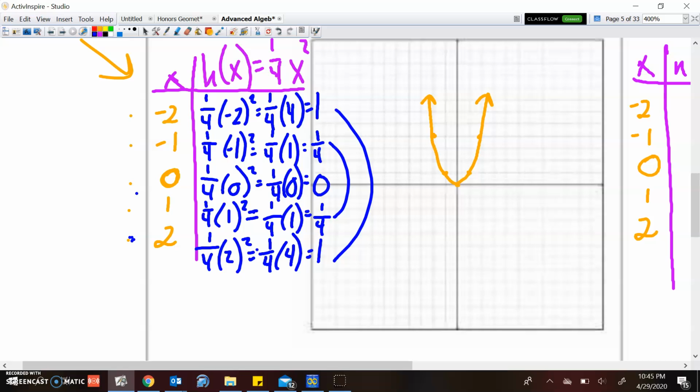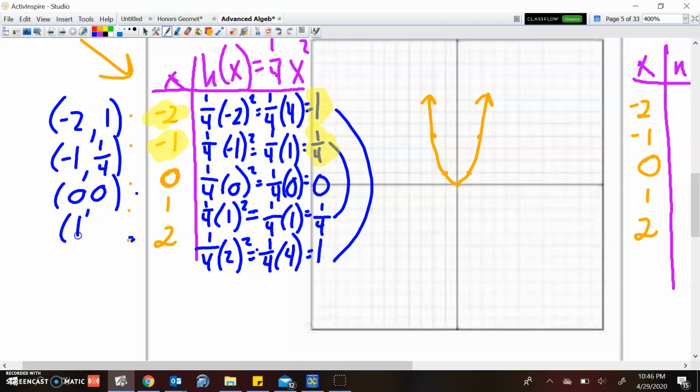If it helps you, write out what the ordered pairs are. -2, 1. The next one's -1, 1/4. Then we have 0, 0, +1, 1/4, and +2, 1. All right, so graphing these, -2, 1 is right here. -1 and +1/4, that's going to be hard to see, but approximately. Then 0, 0, 1 and 1/4, and then 2, 1.